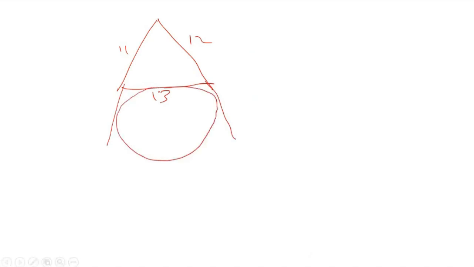So if we have a triangle of sides 11, 12, 13, you can find out the area of this triangle by Heron's formula. s is nothing but (11 plus 12 plus 13) by 2. That is 36, so this will be 18. So s is 18, and you know the area.